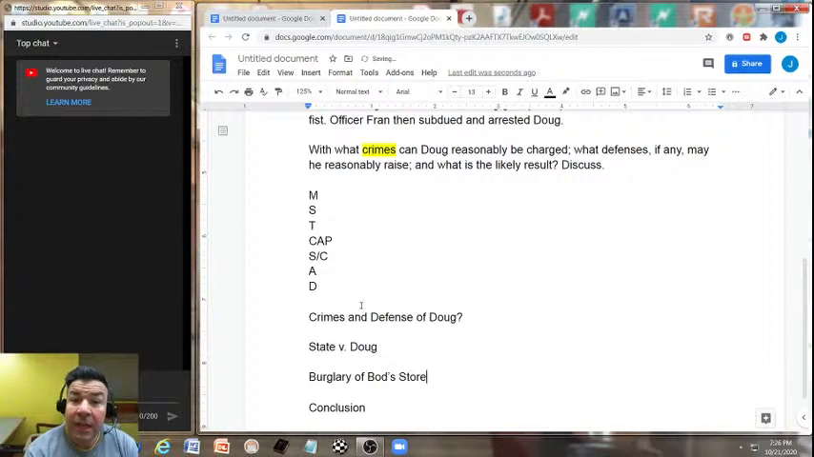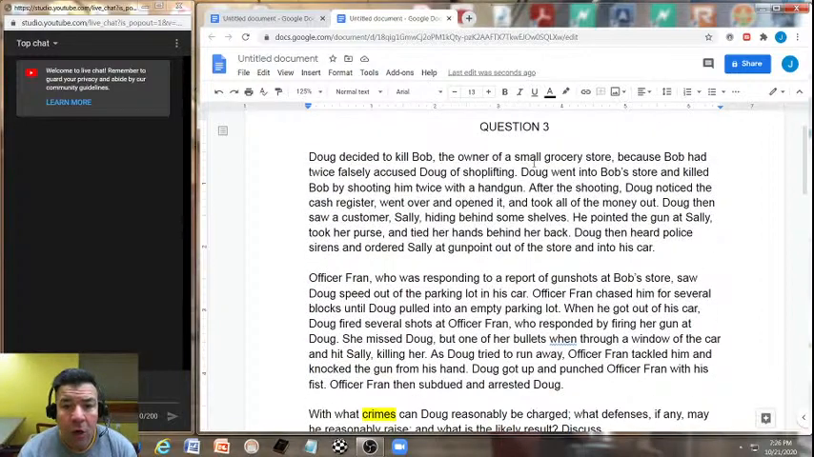And we will come back to this in a minute, but we're issue spotting right now. And as we issue spot, we're putting down issues. Now, issues by definition, in my definition, I should say, are legal terminology, legal concepts that are triggered by the facts. And so we're saying here, this fact of Doug going into Bob's store with his intent to kill Bob as technically triggering the issue of what? Burglary. And we'll come back to that here in a minute.